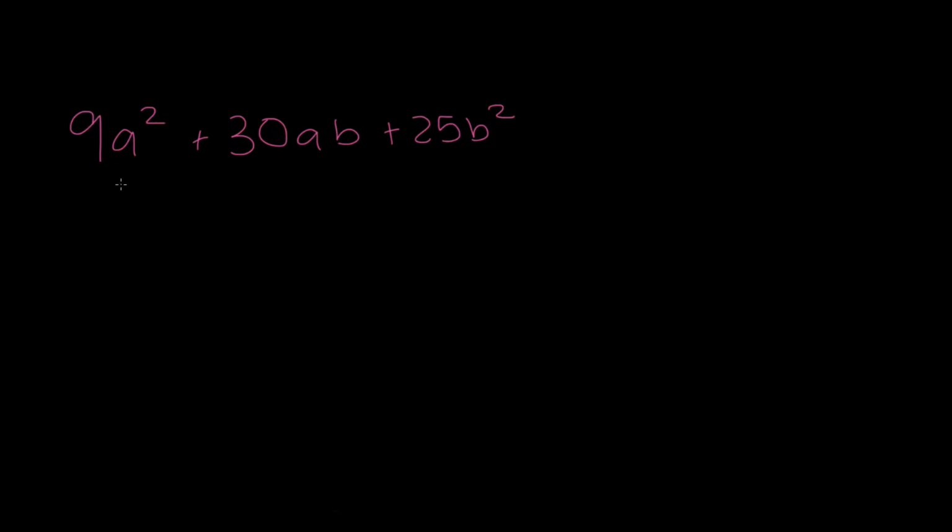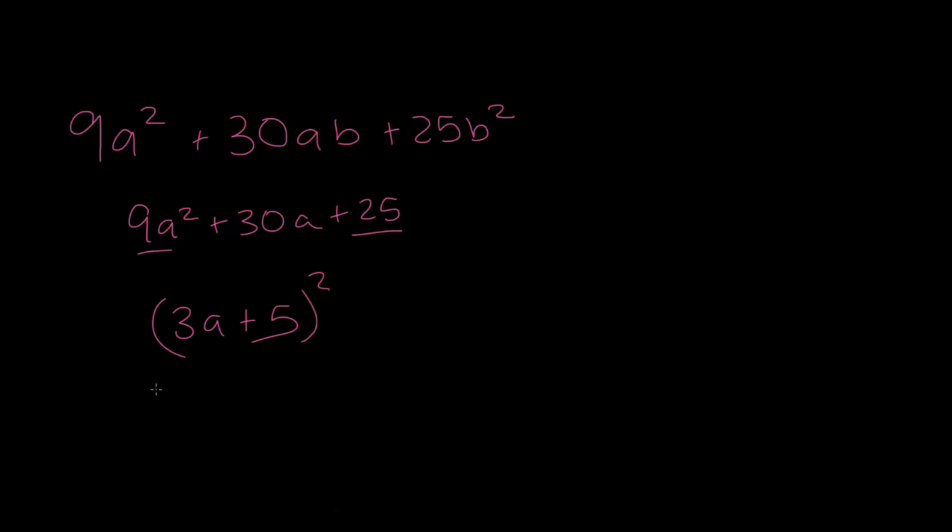So that would be like, we would factor it as 9a squared plus 30a plus 25, right? And even if we had this, it would still be a perfect square trinomial. We still have our first term as a perfect square and our second term as a perfect square. So that would give us 3a plus 5 squared. But since we have these two b terms here, we would add the b at the end. And so that would give us 3a plus 5b squared. So we could go about it that way.